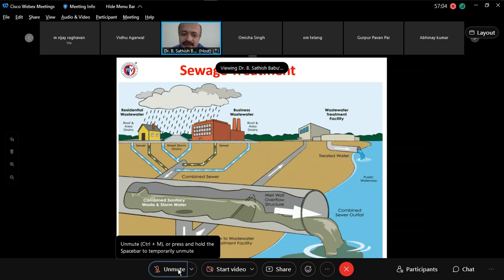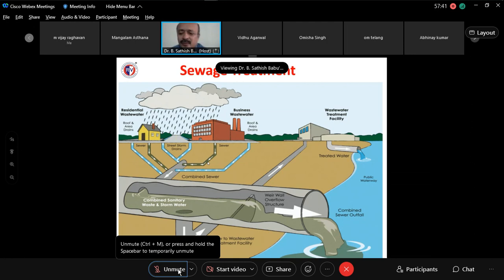So both are mixing here. Along with this, rainwater, residential wastewater is this one, and roof area drains. This is called a roof area drain, and this is the street storm drains, and this is also a roof area drain. So which is more polluted here, this sewer or these roof area drains? Sewer is more polluted, right?